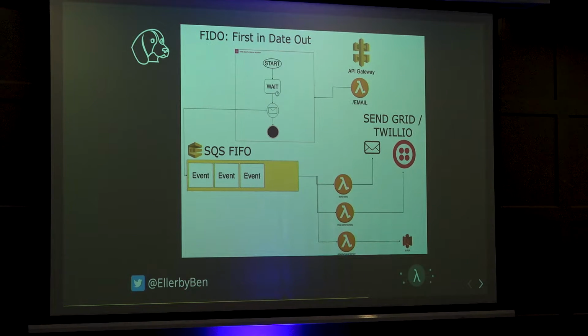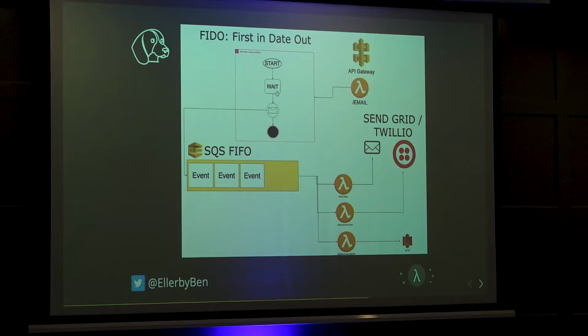So what does Fido look like? Well, it's a first in, date out queue, which isn't a thing. But we have API Gateway, which is triggering a Lambda function called email. So the user presses whatever button, and we send an event through to trigger the email. This will then trigger an instance of a step function, which is a start state, a wait state, which I'm going to go into in a minute, but that waits to a given date time or to a particular number of milliseconds. And then we have a push onto SQS, which is a queuing service of AWS. That allows us to have a nice dead letter queue and retry logic.